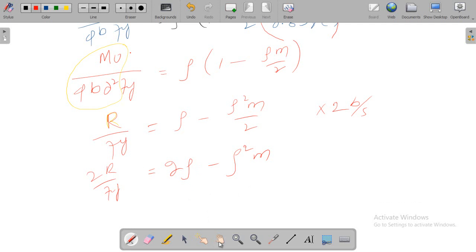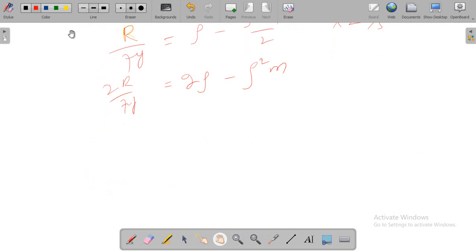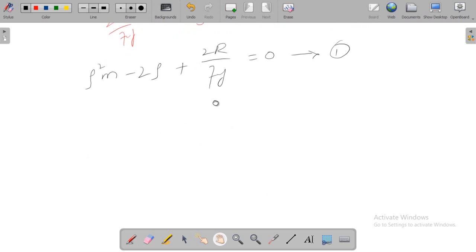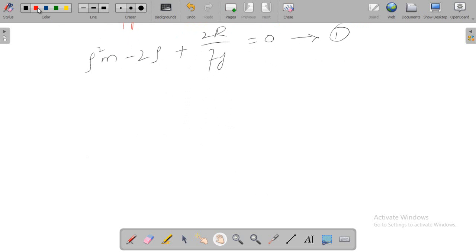So what we basically got is a quadratic equation. Let me write down this equation in sequence. This rho square M will be shifted to the left side. So we have rho square M, this one with a negative sign, 2 rho and plus 2R divided by Fy equals 0. This is a quadratic equation, right? Now we have to solve this quadratic equation.